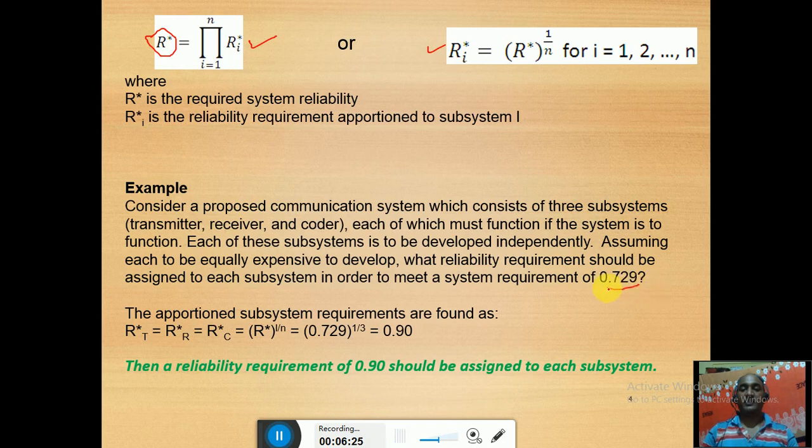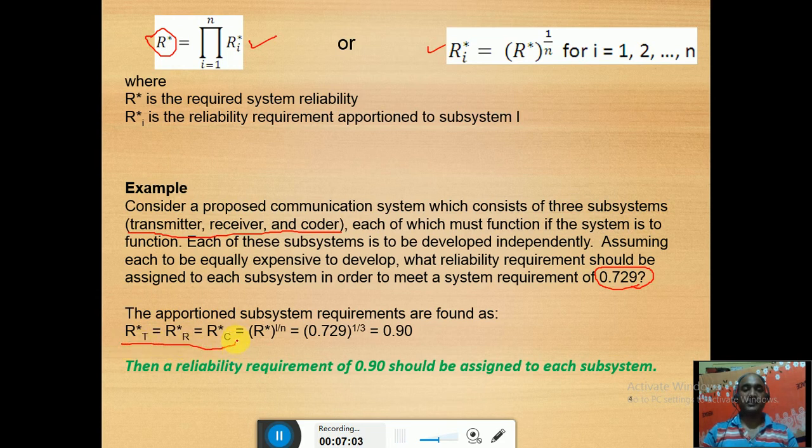So this is the reliability requirement of the system which consists of these three components connected in series. It means that now we have to allocate this reliability over these three, such that when you connect these three elements together, we'll have the reliability of the system equal to 0.729. Therefore the reliability requirement for transmitter RT star must be equal to R star, equal to RC star. So that's why this is called the equal apportionment technique.